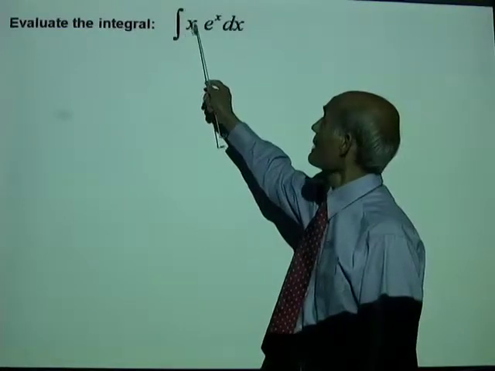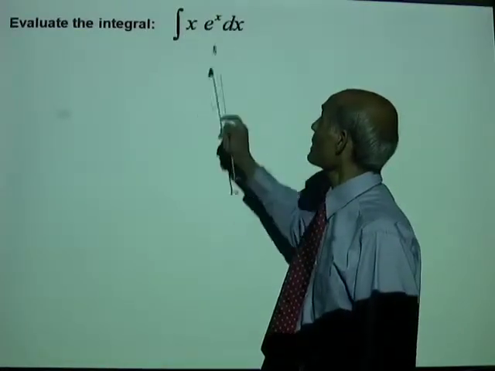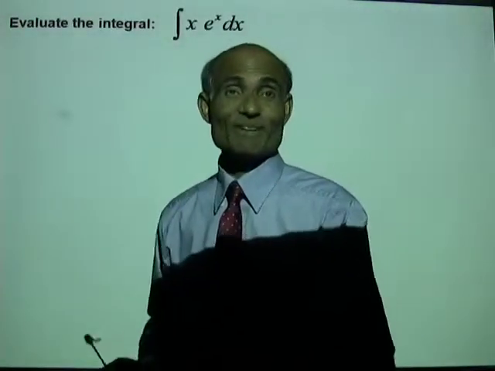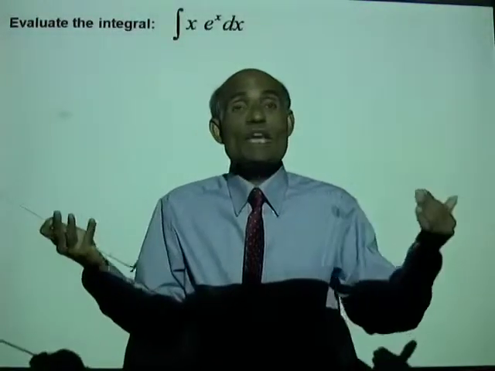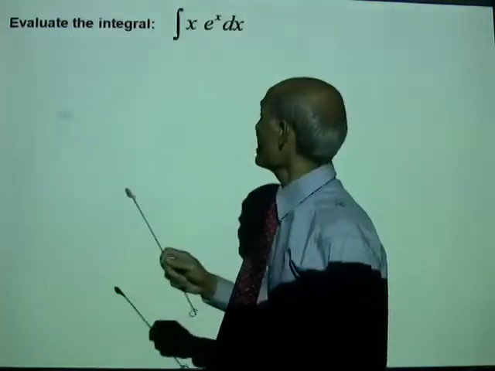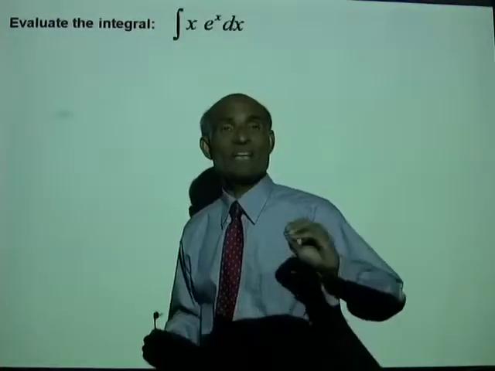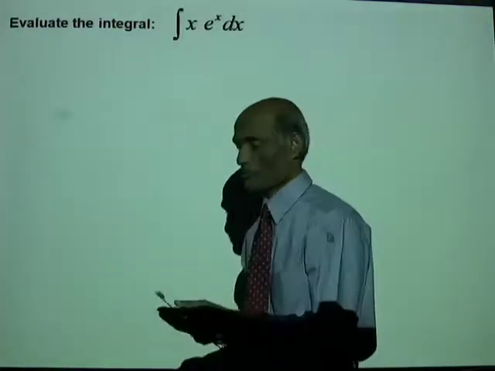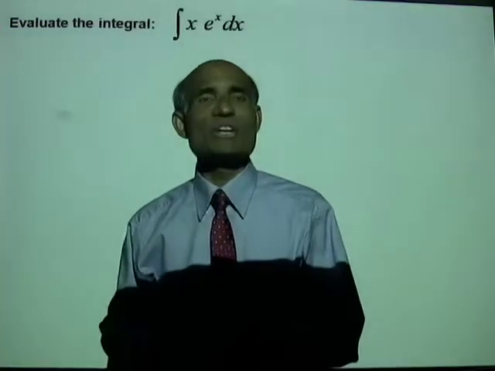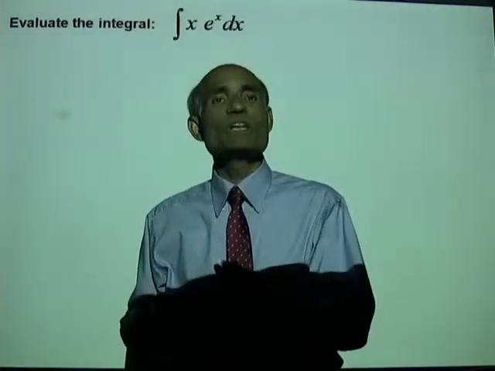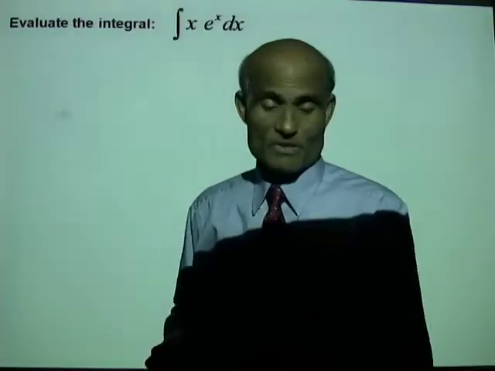Evaluate the integral of x e to the power of x dx. This doesn't actually belong to any of the forms that we discussed so far. That means it cannot be integrated in the normal way. Now, how will we split this into u and dv? What will be your u and what will be your dv?